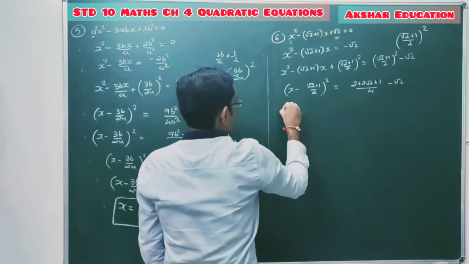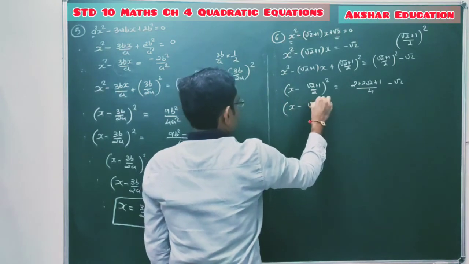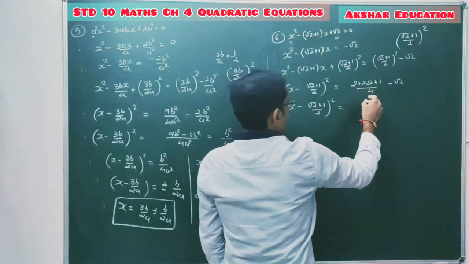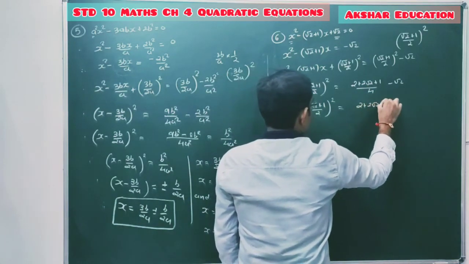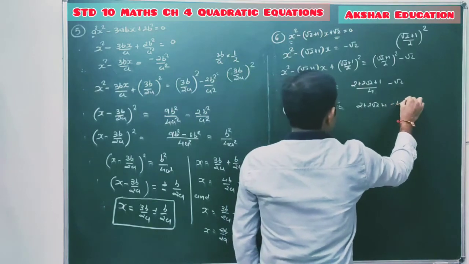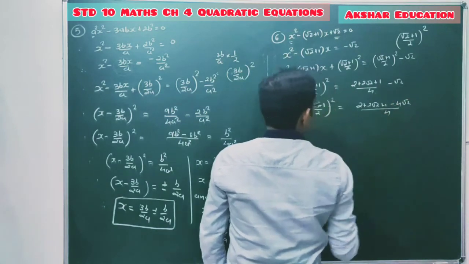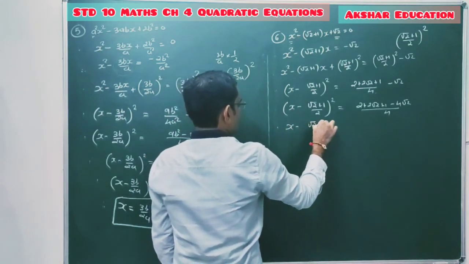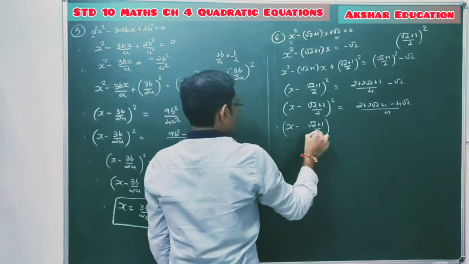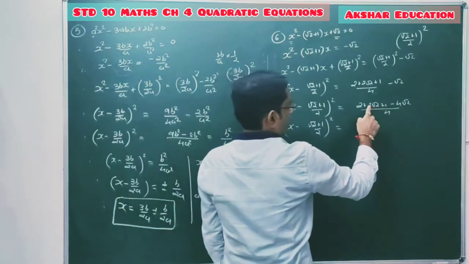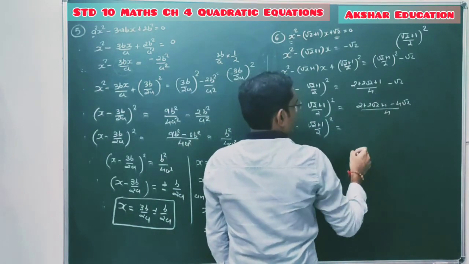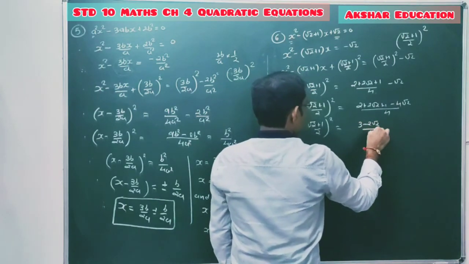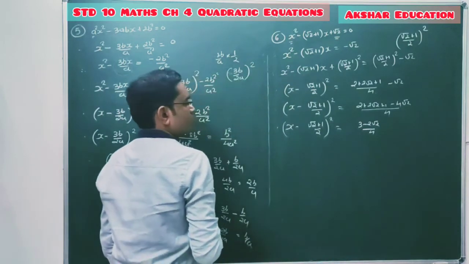So simplify this: (x minus (root 2 plus 1) by 2) whole square equal to 2 plus 2 root 2 plus 1 minus 4 root 2, whole divided by 4. Now this one: 2 plus 1 is 3, 2 root 2 minus 4 root 2 is minus 2 root 2, so it's 3 minus 2 root 2 by 4.